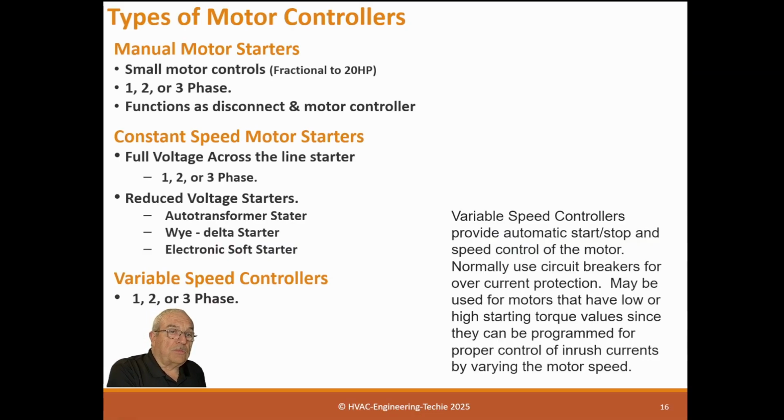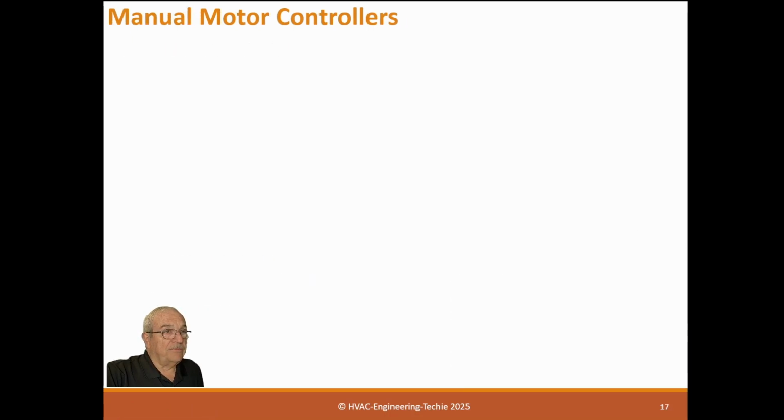Variable speed controllers provide automatic start-stop speed control of the motor. Normally use circuit breakers for overcurrent protection. May be used for motors that have low or high starting torque values, since they can be programmed for proper control of inrush currents by varying the motor speed. So VFDs have to have certain points set in if they're going to be used for high torque applications. So that's why the VFDs are started by factory reps. They come out and they can change all that stuff if they have to.